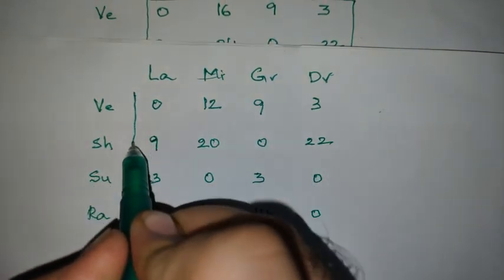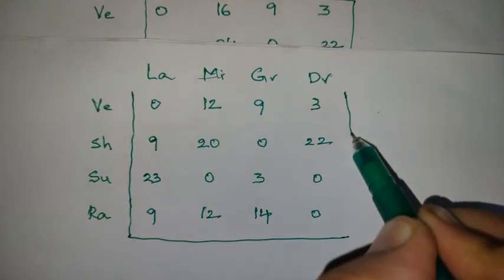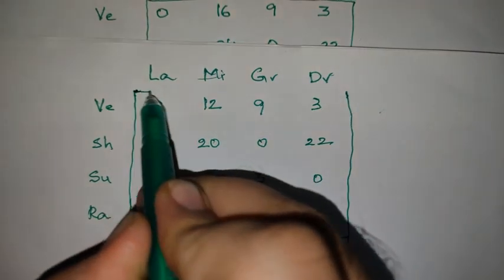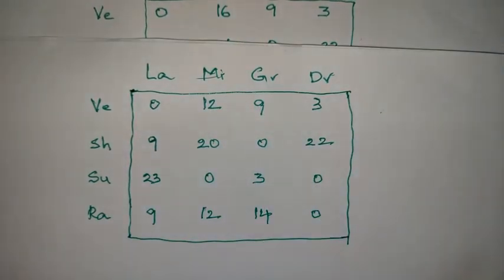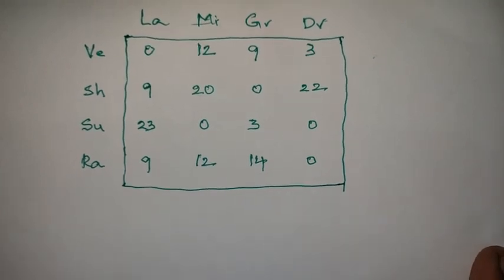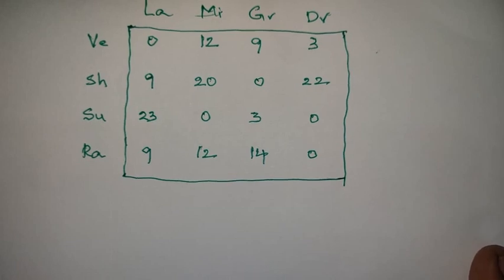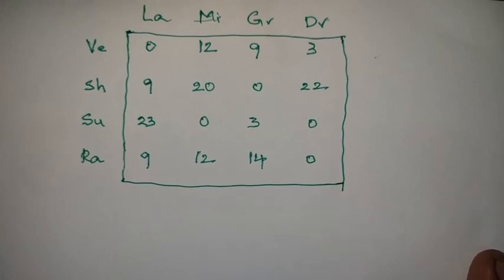And next, we need to do the assignment technique. So how to do that one? First of all, we need to do the row scanning for a single 0. And if all zeros are not covered in the row scanning, then we need to go for column scanning. So how to do that one?